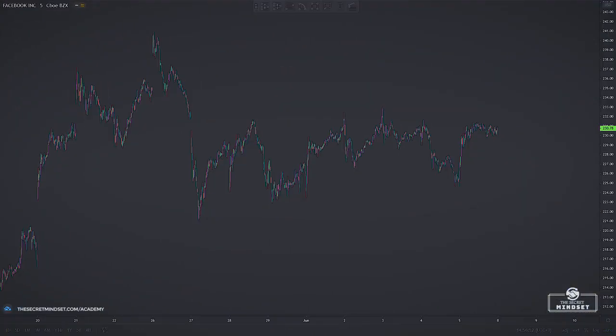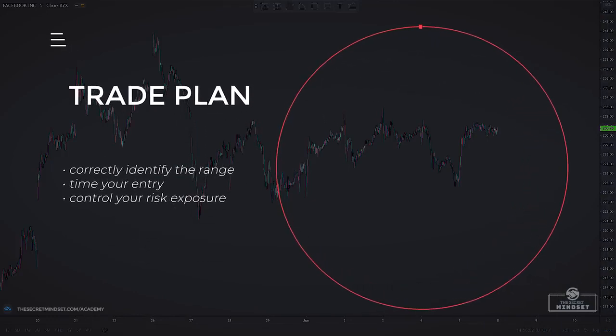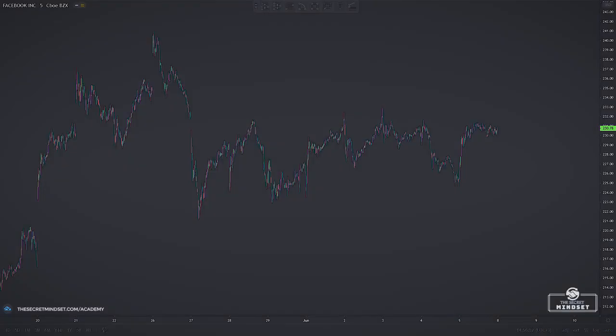Range trading is a very useful skill to have because most markets don't trend all of the time. If you correctly identify the range, time your entry, and control your risk exposure, you can make some decent profits even if the markets are not moving decisively in one direction.